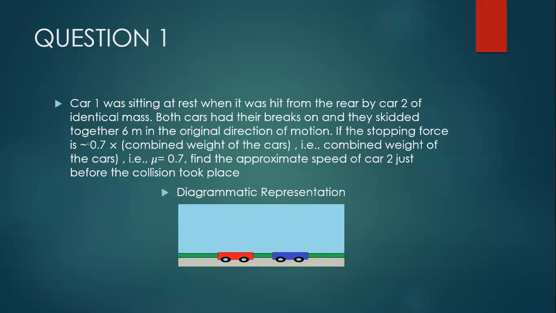Okay, so what you see here is they are saying if the stopping force is 0.7 times the combined weight of the cars, this 0.7 is the mu. You know that if you have the weight or the normal force multiplied by the mu, you get your friction force. So that is what they mean by the stopping force. Good reading, good reading. Like I always try to emphasize, I'm sure some of you have attempted this question or you saw this question.